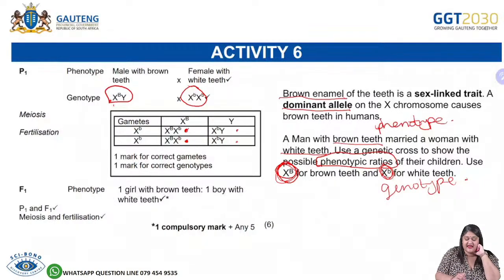So can you see, even though the father has the brown teeth, he cannot give that allele to his sons. He only gave the allele to his daughters, and he gave it to both of his daughters. So we have two with brown teeth and two with white teeth. But the phenotypic ratio must always be written in its simplest form. Simplest form, and that's why we have 1:1.